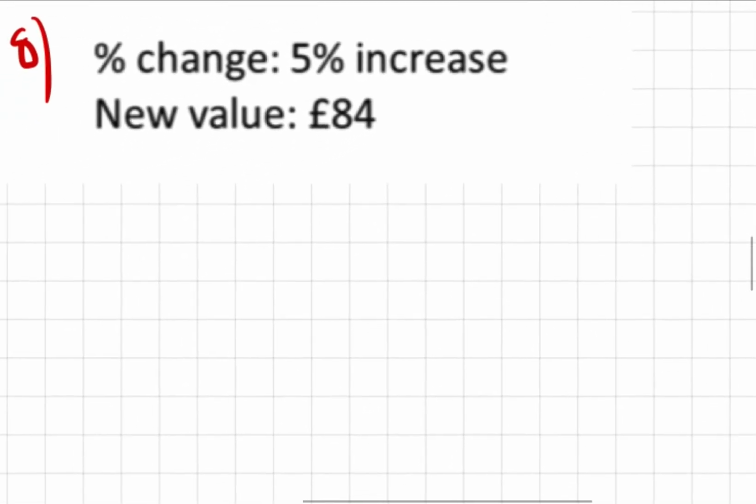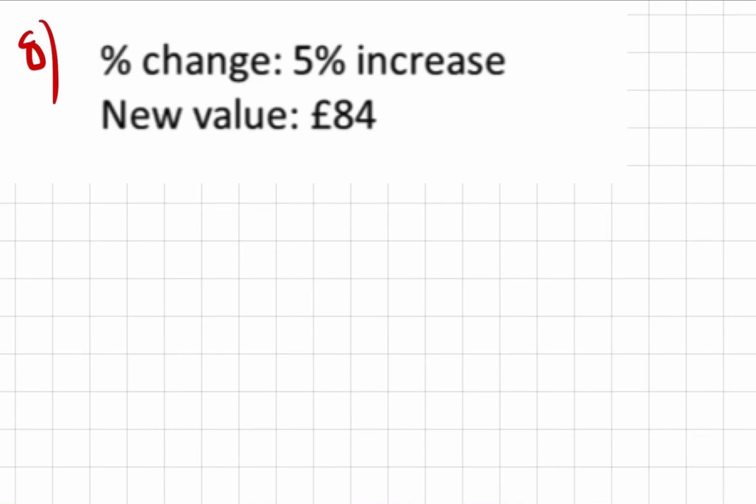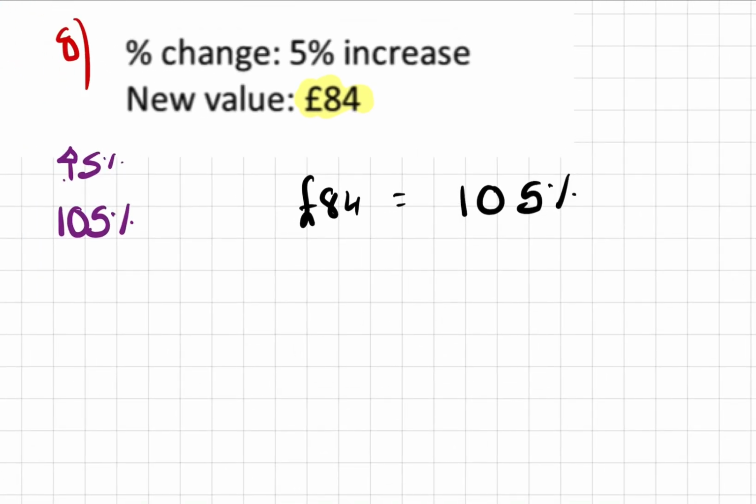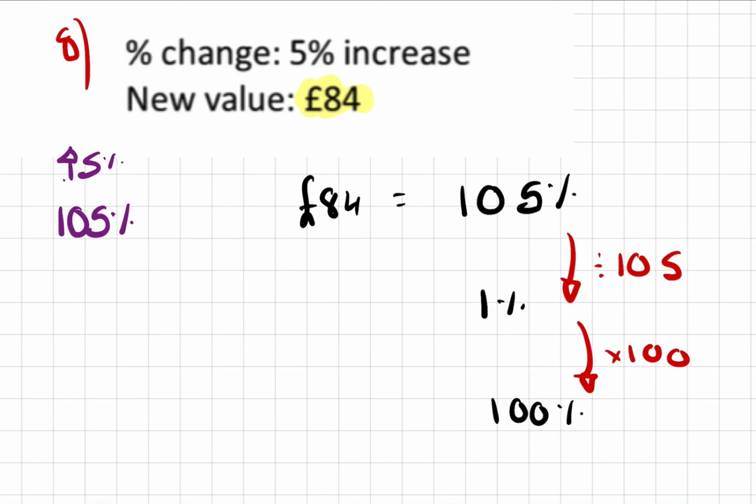Okay, I'm going to help in this very last one. Percentage change, 5% increase. So, if it's an increase of 5%, our new amount is 105%, sorry. New value is £84. So, £84 equals 105%. So, to get 100%, we can divide it by 105 and then times it by 100. That's going to give us 1%. And then 100%.